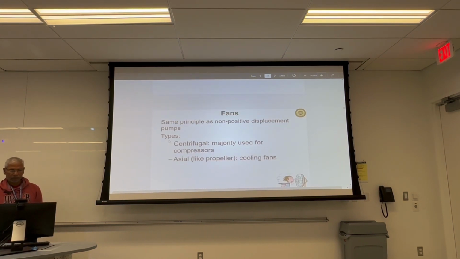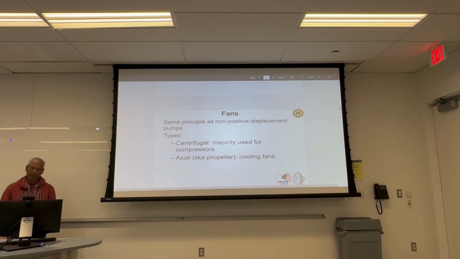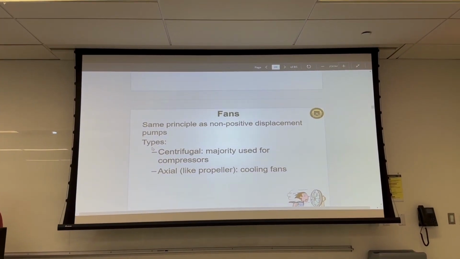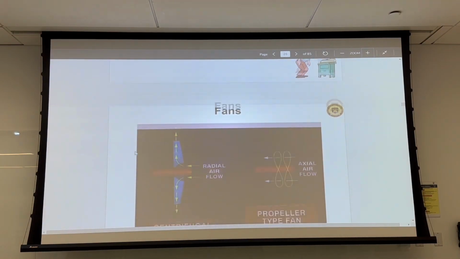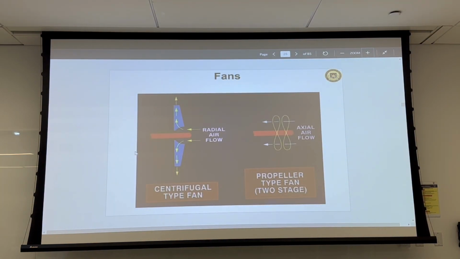A fan is defined as a non-positive displacement machine. Centrifugal types are mostly used for compressors, and the axial type is used for cooling fans, which you use at home. The schematic shows the flow coming in radially at the inlet of the fan and being pushed out on the circumference of the fan blade. And so you have axial flow. That's what axial flow is.